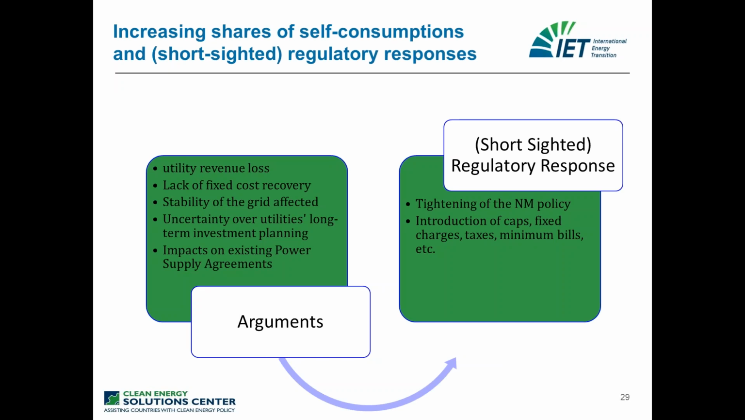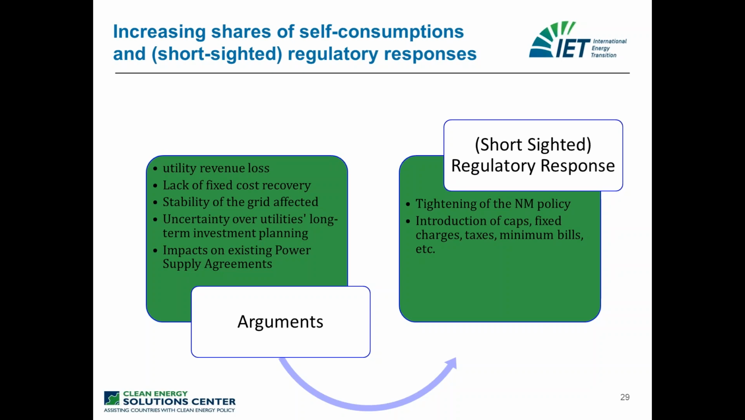You have utility revenue losses because they're losing some parts of the market to the prosumer. You have a lack of fixed cost recovery. The stability of the grid might be affected. You have uncertainty over the utility's long-term investment planning because you never know how many gigawatts or megawatts will be installed by distributed generation.